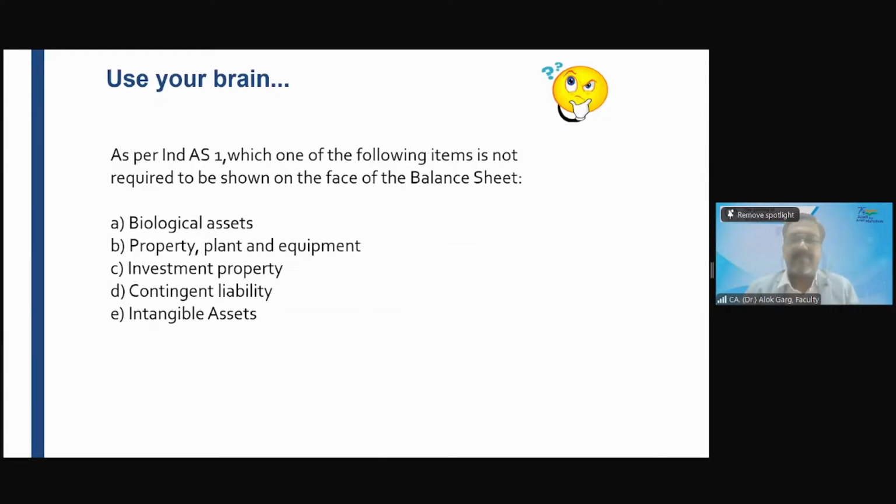Friends, as per Ind AS 1, which one of the following items is not required to be shown on the face of the balance sheet? Biological assets, PPE, investment property, contingent liability, intangible asset. Tell me. Sorry, contingent liability.